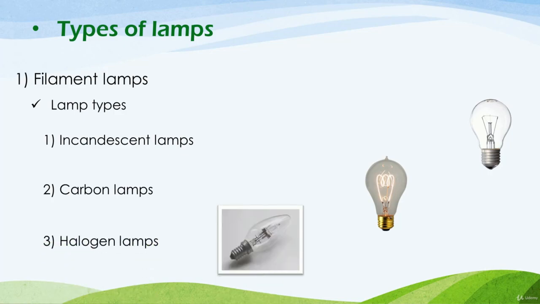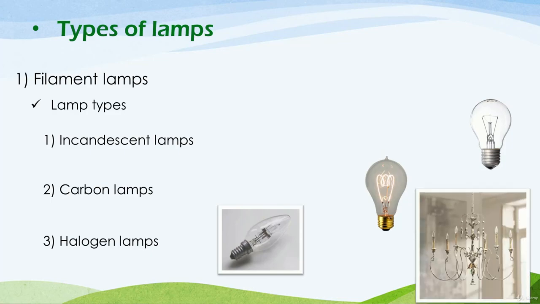And finally, we have the halogen lamps, which differ in shape a little bit from the incandescent lamp and from the carbon lamps, and it's smaller in size than them. And we use it frequently in chandeliers due to its beautiful decorative shape that looks like the shape here.